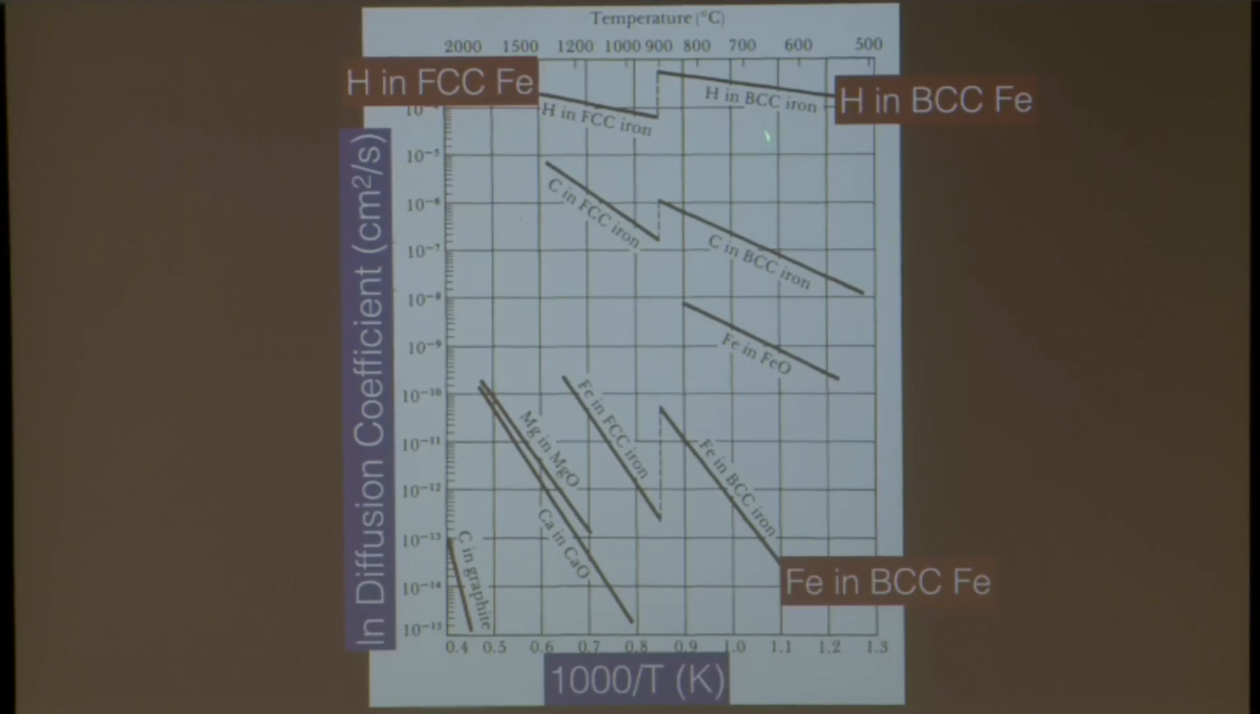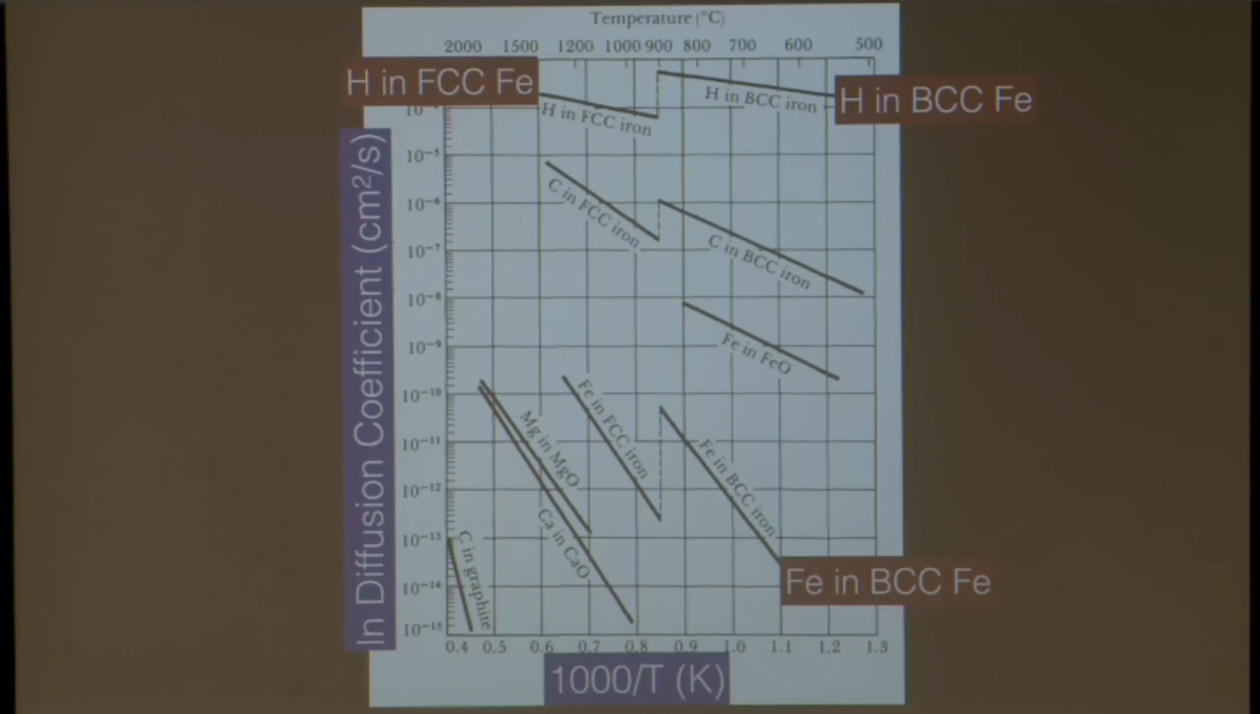And look, here's hydrogen in BCC iron. Here's hydrogen in FCC iron. Now notice, at the same temperature, there's a huge difference. And then I have FCC up here, and then I've got BCC over there. Why? Well, those are the stable phases at those temperatures. But notice that when they're at the same temperature, there's a huge difference.